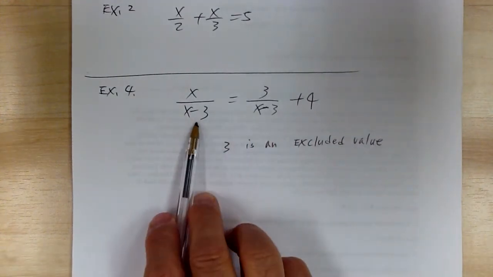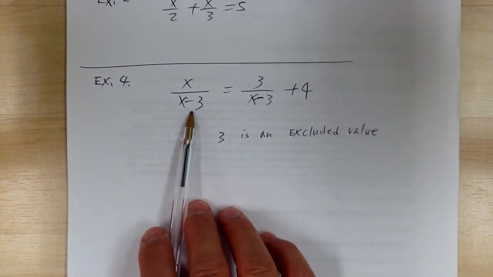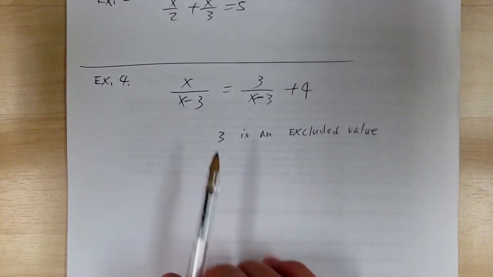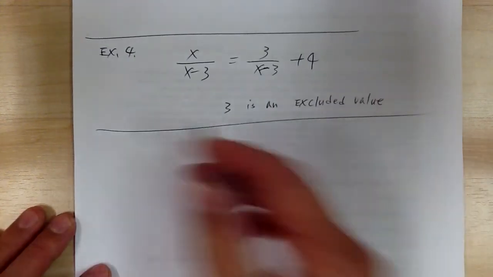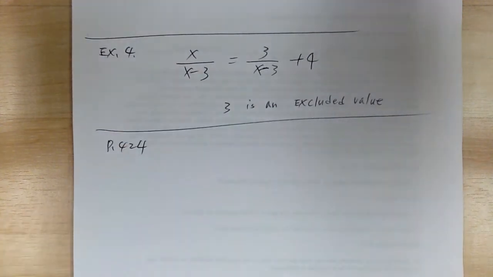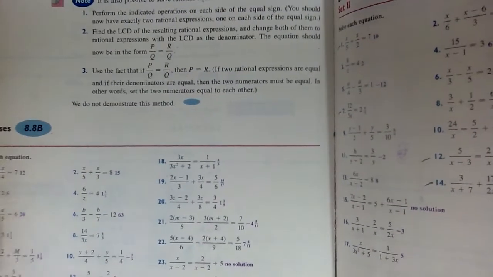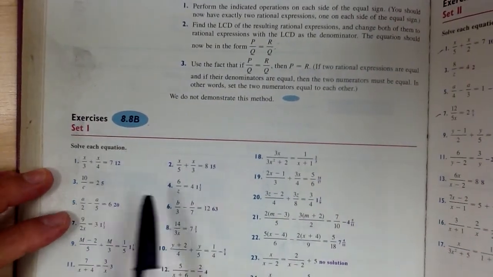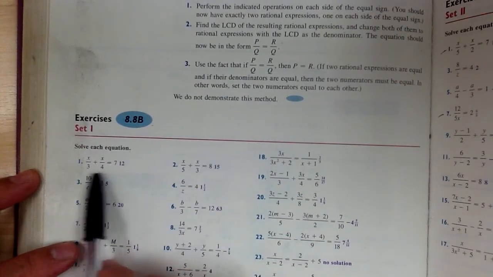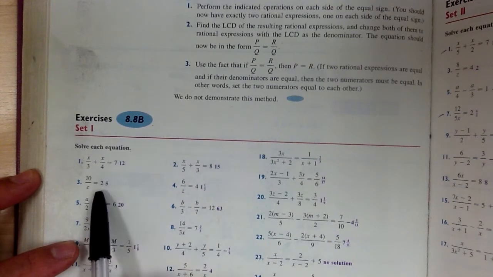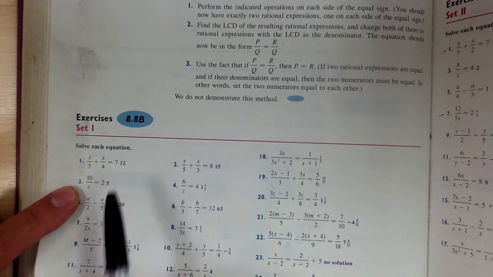Okay, so again, you just look at the denominator. Right now we're not solving yet. We just look at what values are not allowed. Okay, so if you go to page 424 and look at some of these problems, like this one, this one will have no excluded value. This one, the excluded value would be equal to 0. Okay, so that's how you can tell.